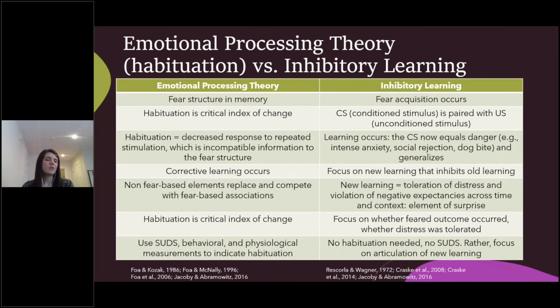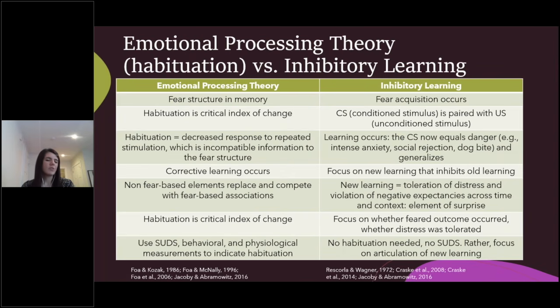And that is why habituation is the critical index of change, because habituation to the feared stimulus is needed in order for that corrective learning to occur, so that the initial feared stimulus is not paired with high distress. And the way that we measure distress in the emotional processing theory is with the utilization of SUDS.